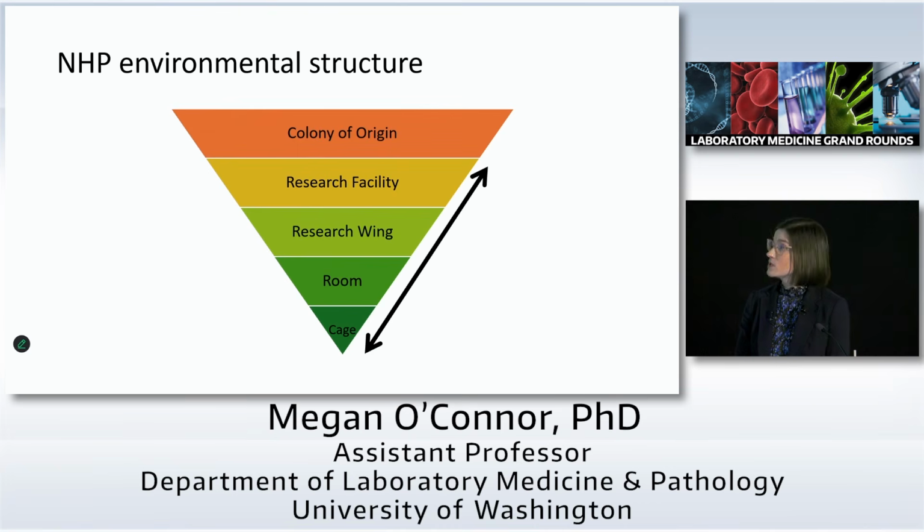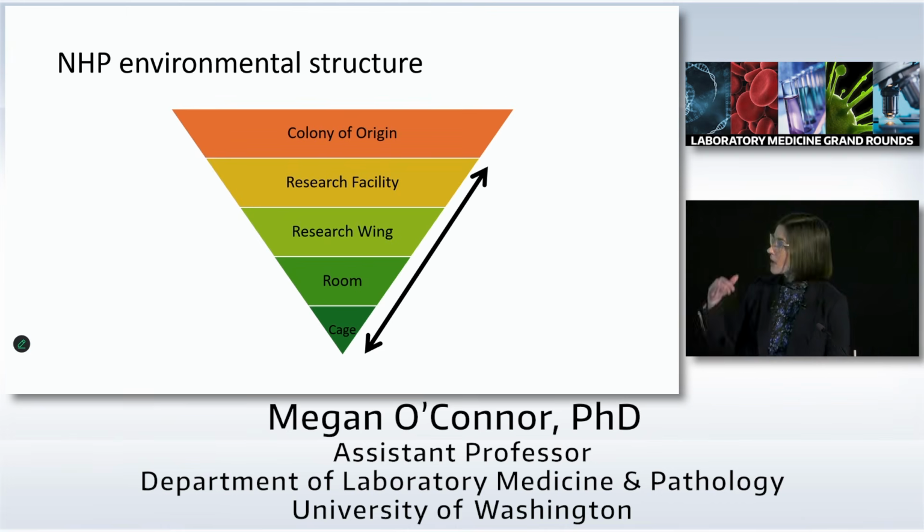So it's important to know a little bit more about the environmental structure that these animals live in. So there's the colony of origin. This is where the animals are born. And then from there, they may or may not move to different research facilities. There are different research wings, different research rooms, and then there can be different research cages. And this lower part can really be a dynamic process throughout their lifetime. And luckily, we're able to capture all of this with our data.